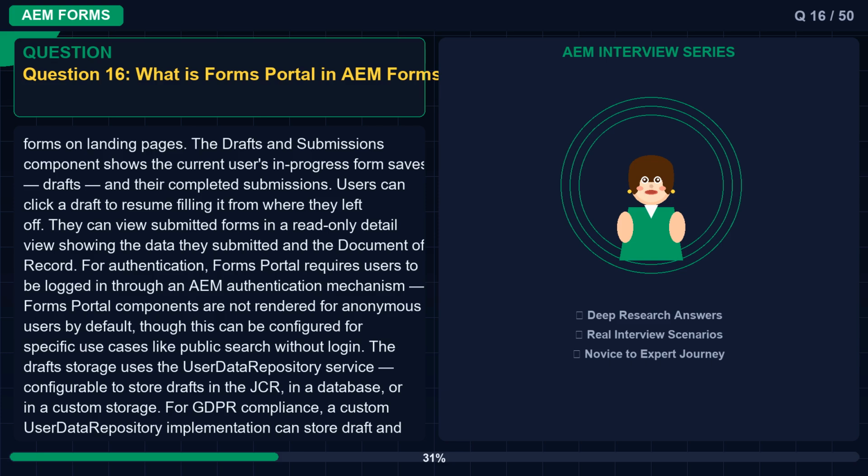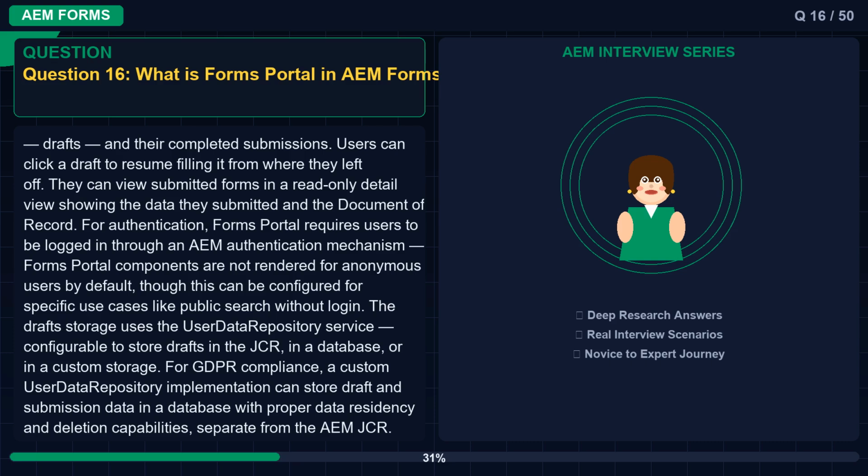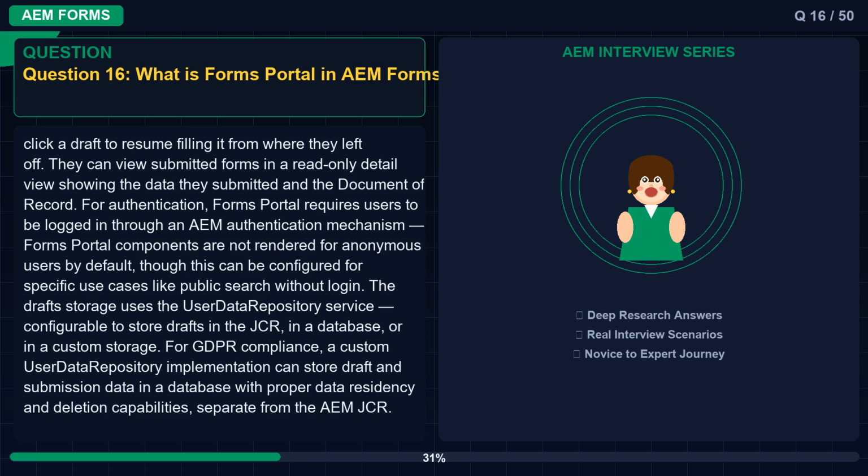The draft storage uses the User Data Repository service, configurable to store drafts in the JCR, in a database, or in a custom storage. For GDPR compliance, a custom User Data Repository implementation can store draft and submission data in a database with proper data residency and deletion capabilities, separate from the AEM JCR.